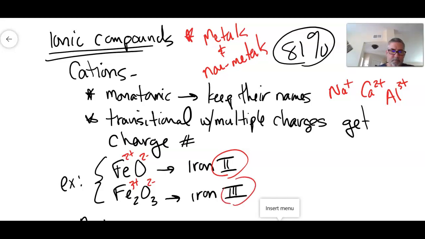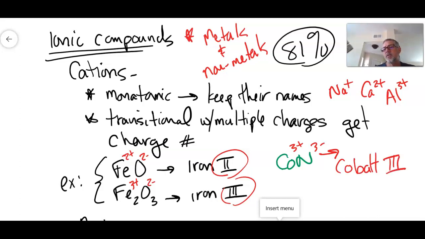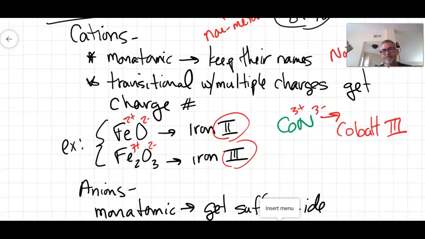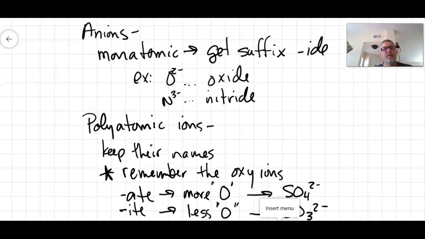If I have something like, oops, let me erase that. If you have something like CoN, then remember N is 3 negative, so this would have to be 3 positive to cancel it out. So this would be cobalt 3, right? So cobalt 3 nitride. So that's our kind of quick way for doing that.